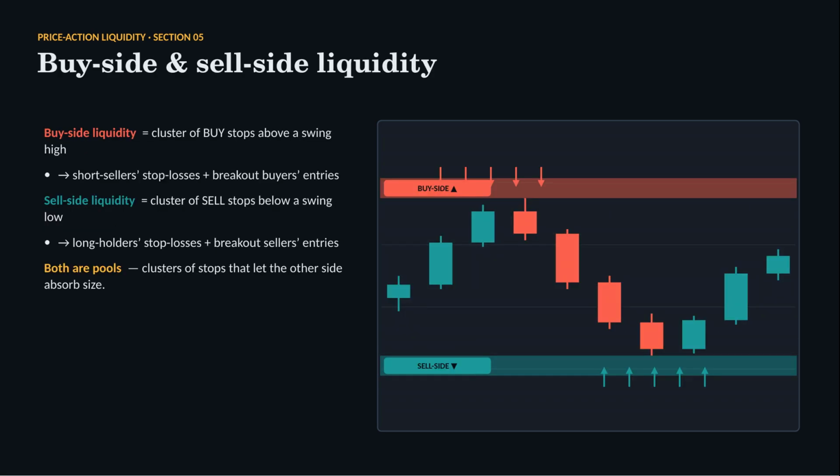Now the two most important pools. Buy-side liquidity is a cluster of buy stops sitting above a swing high. Who's parked there? Short sellers' stop losses, plus breakout buyers' entry orders. Sell-side liquidity is the mirror, a cluster of sell stops below a swing low, made of long holders' stop losses plus breakout sellers' entries. Both are pools of stops. And stops matter because when they trigger, they fire as market orders, which means they hand the other side a big burst of liquidity to trade against.